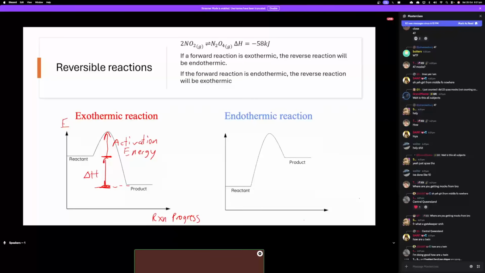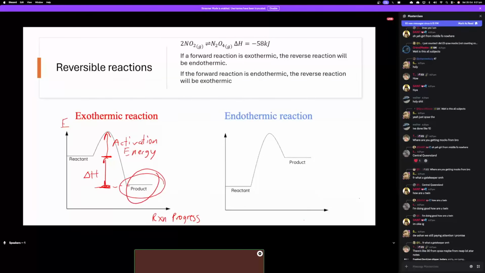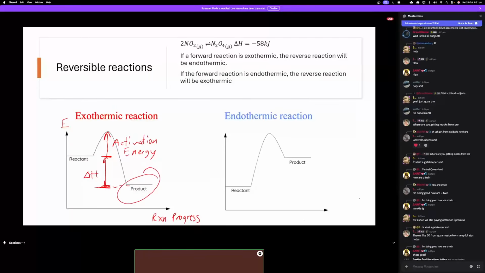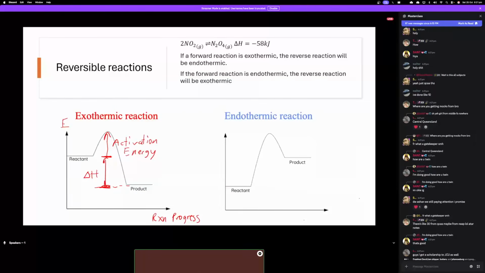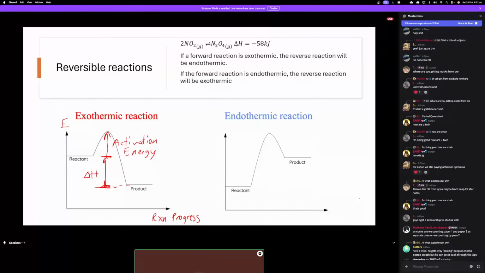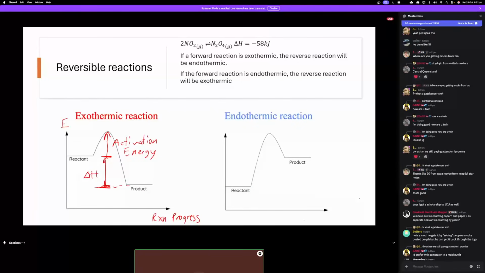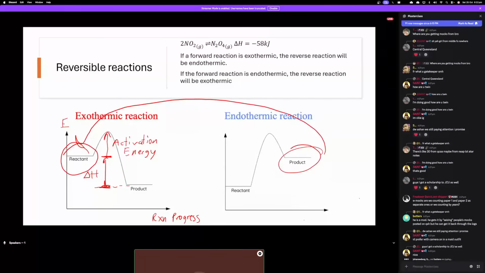Now, the important thing is that for a reversible reaction, remember our products for the forward reaction are the reactants for the reverse reaction. So these two are the same thing. Notice they're actually at the same height, right? I think they're slightly off in this diagram, but pretend they're the same height. So these reactants have the same energy as these products. So to go back, these products have the same energy as these reactants, right?